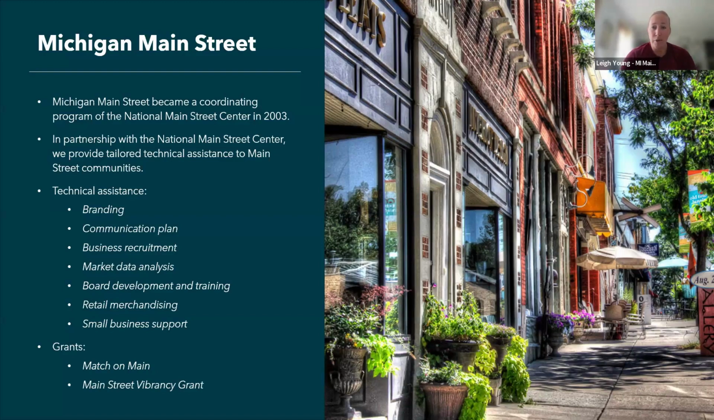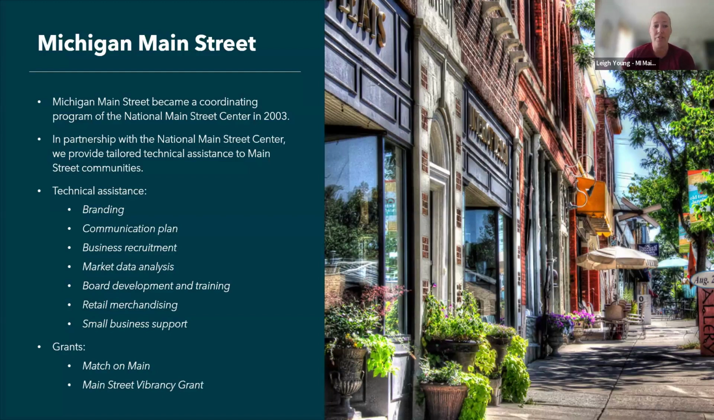We do retail merchandising and small business support technical assistance as well. We do have 2 grant programs that Main Street communities are eligible for. First is our Match on Main Small Business Grant Program that provides up to $25,000 for small businesses to either expand their physical space or their inventory and or their point of sale system and technology upgrades.